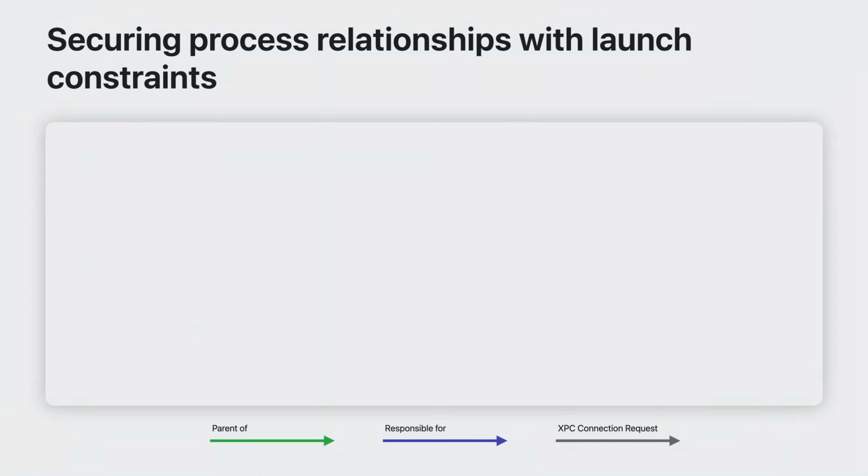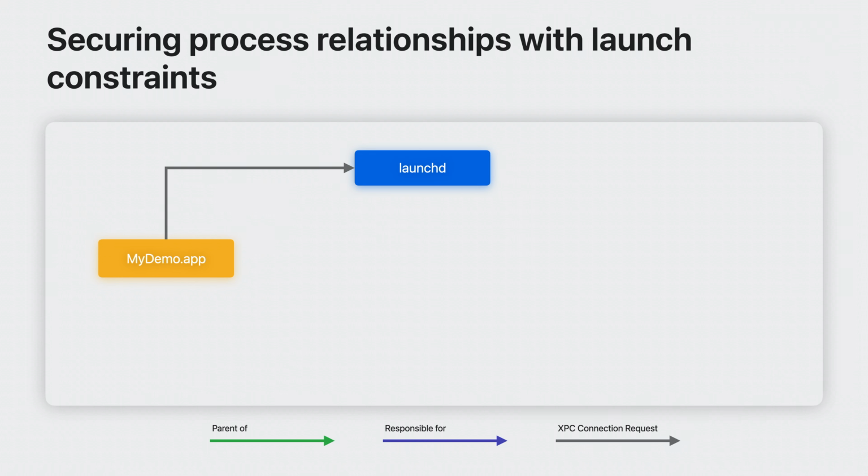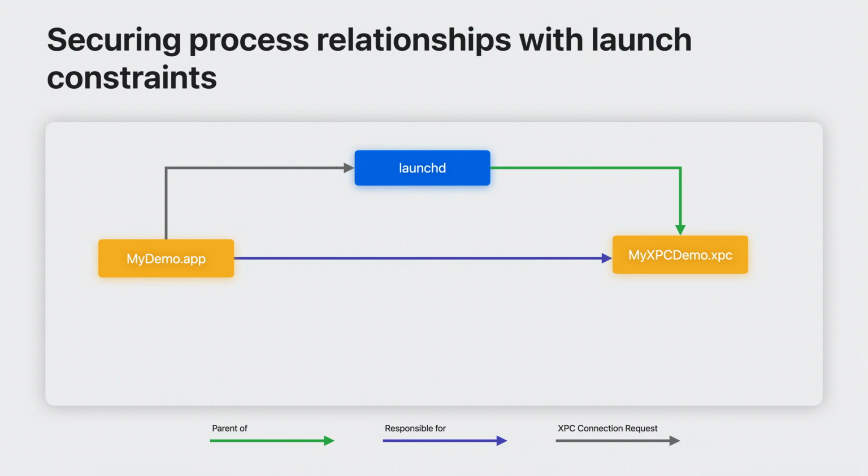Now let's walk through some process relationships and talk about how you can use launch constraints to secure them. First, assume that mydemo.app is your app. You can set a self-constraint on mydemo.app to require that it launch as an application from launch services. When your app requests a connection to your XPC service, LaunchD spawns the XPC service and is the parent of that XPC service. But your app is responsible for that XPC service. You could set a responsible process constraint on myxpcdemo.xpc to indicate that only mydemo.app should be responsible for it.